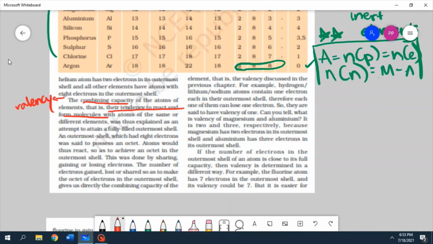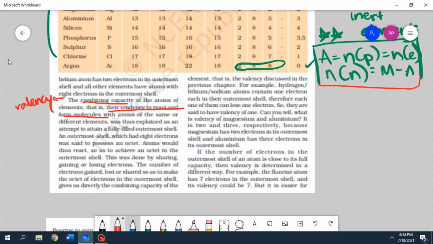Alright, so then an outermost shell which had 8 electrons was said to possess an octet, or you can say is said to satisfy the octet rule. Alright, and then we have atoms would react so as to achieve an octet in the outermost shell.